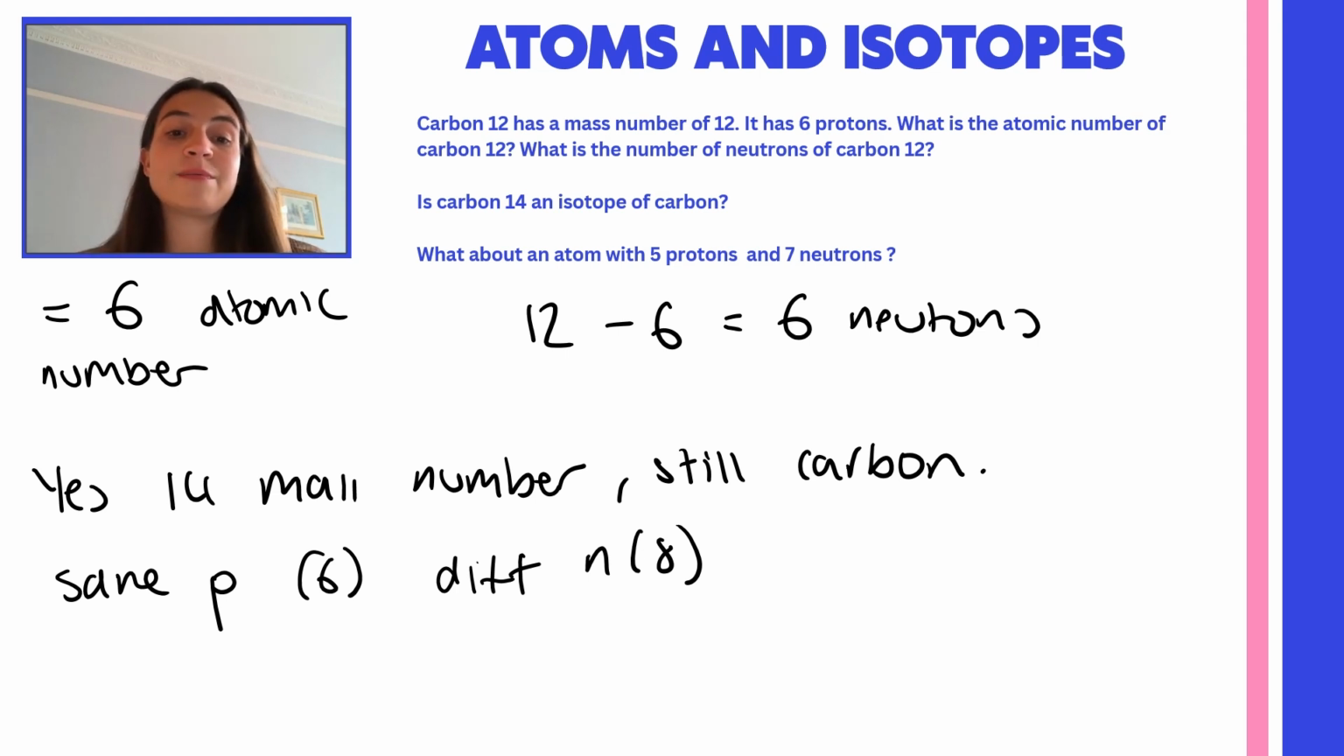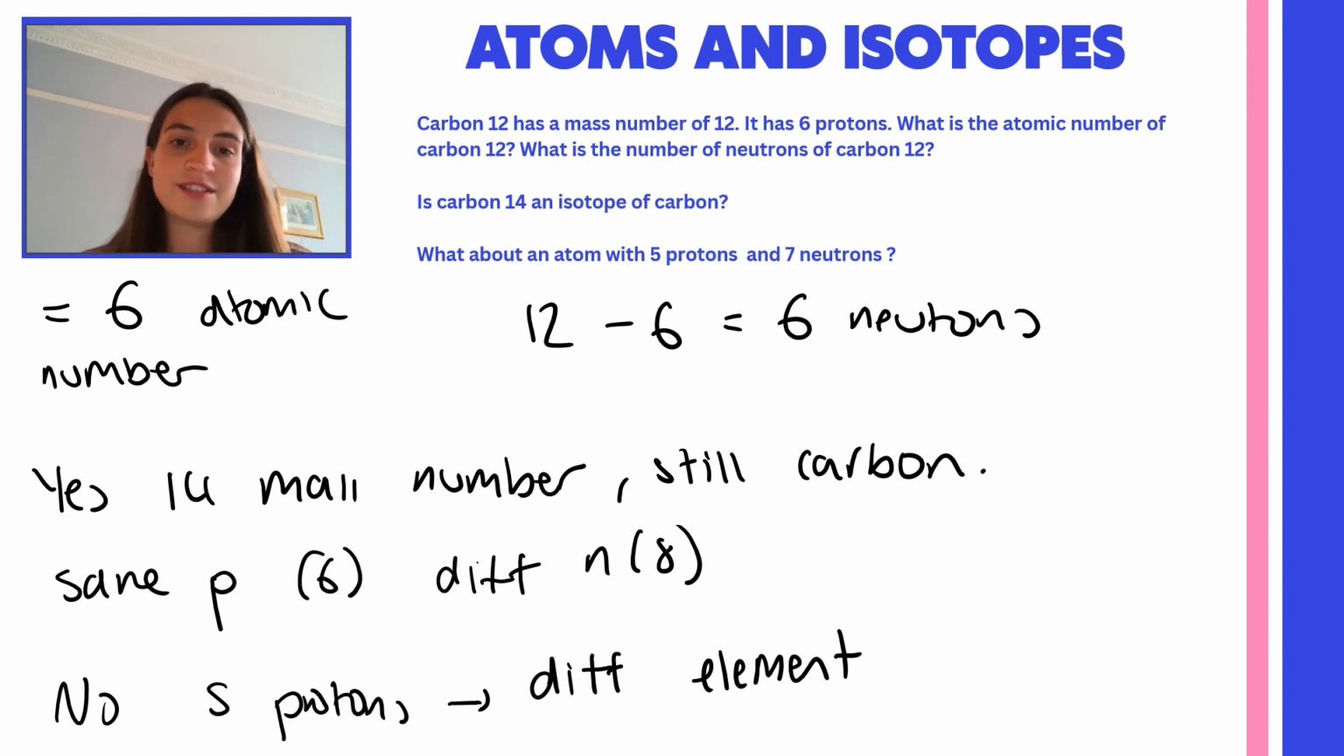And what about an atom with 5 protons and 7 neutrons? No, that's not an isotope, because whilst it does have a different number of neutrons, it also has a different number of protons, which makes it a different element altogether.